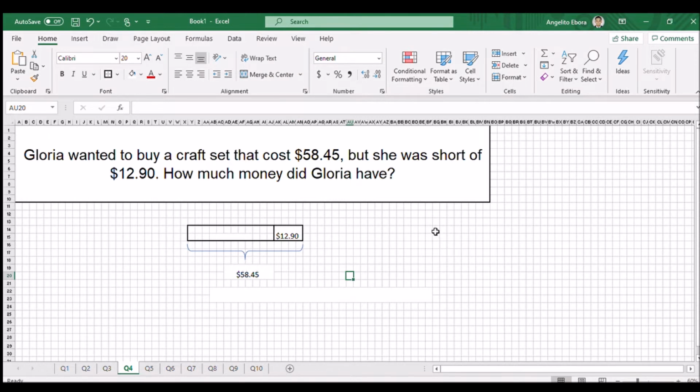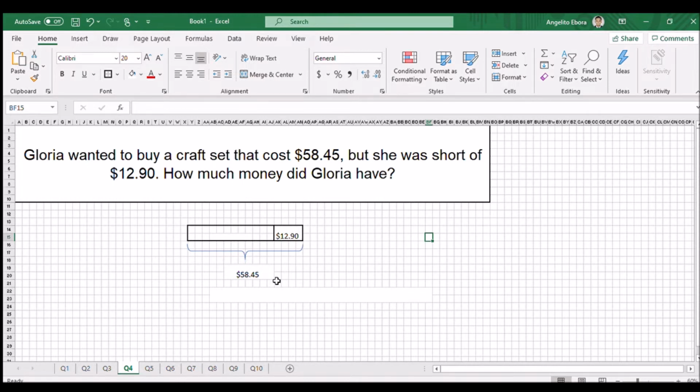So it's like number bonds. If you have the total, let's say 10, and then you need 3, how many more do you need to get 10? You have this again, the total is $58.45. If this part is $12.90, how do we get this part? Do we need to add them? Do we need to subtract, multiply, or divide?